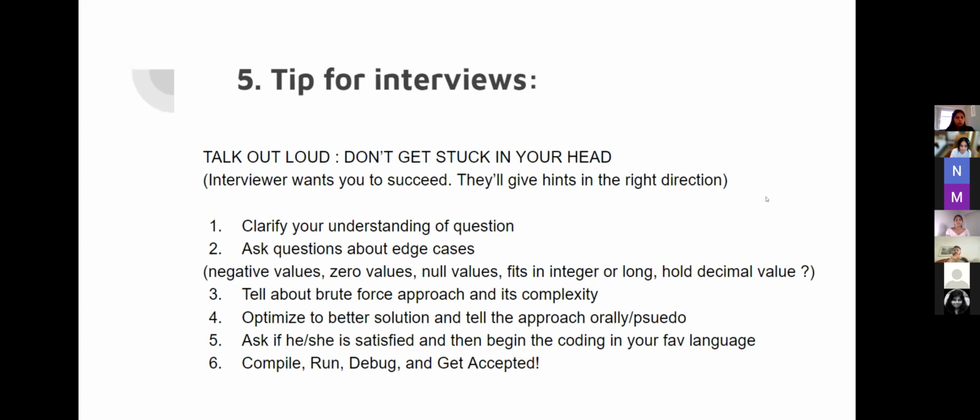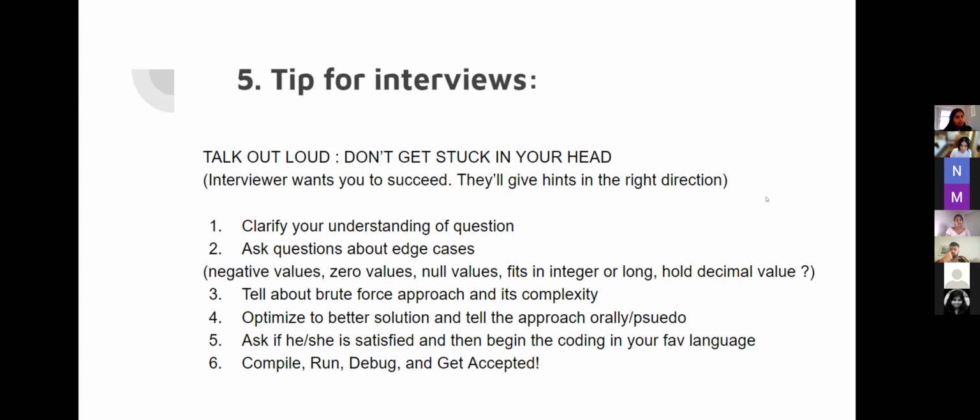Then the second is you ask about the edge cases. If it consists of numerical data, then you ask, are negative values allowed? Is zero allowed? Are there any null values which are missing or we don't know about? Is it an integer which fits in 64 bits, or does it need even more, like a long data type to store it? Or can it have a fractional or decimal value? Those are the kind of edge cases that you have to clarify. It also makes sure the interviewer sees that you are thinking broadly about corner cases right from step one. That's a very positive sign that you can give while you're talking about it.